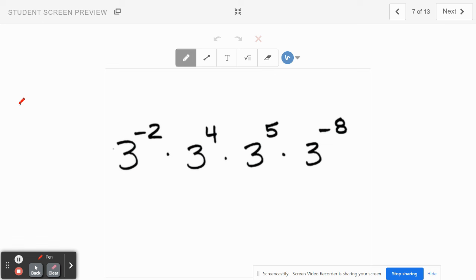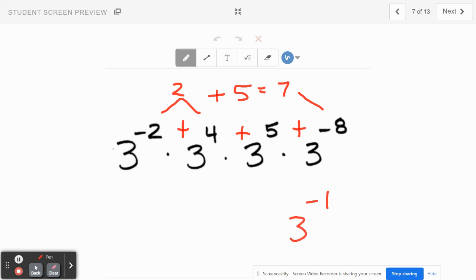All right, there's 2 separate ways you could solve this. You could just go ahead and add straight across. If you did that, negative 2 and 4 is going to be positive 2, right? Then 2 plus 5 is going to be what? 7, right? And then 7 and negative 8 is going to be negative 1. You could get to this answer this way, right?